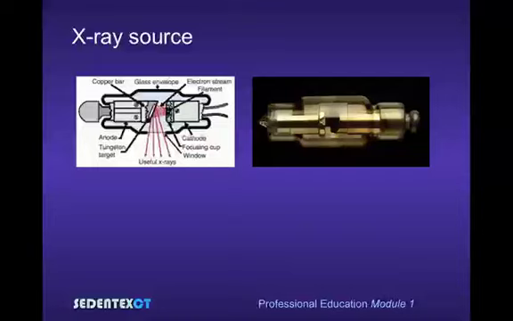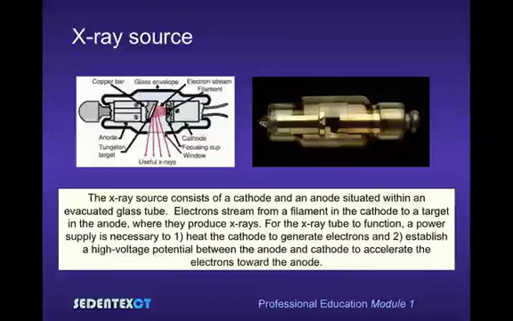Let's start with the X-ray source. This is a simple X-ray source from a conventional dental X-ray set. The diagram on the left is equivalent to the photograph on the right. What you see is an evacuated glass tube. At one end of the tube is an anode, and at the other end is a cathode. Function: electrons stream from a filament in the cathode to a target in the anode, where they produce X-rays.